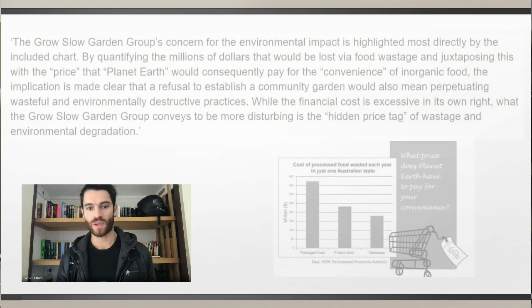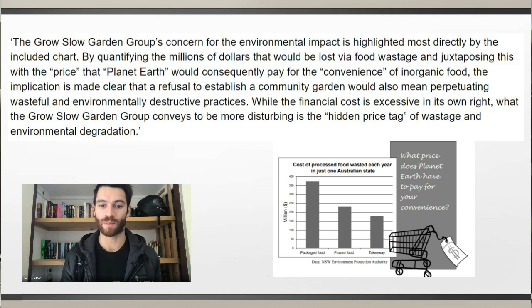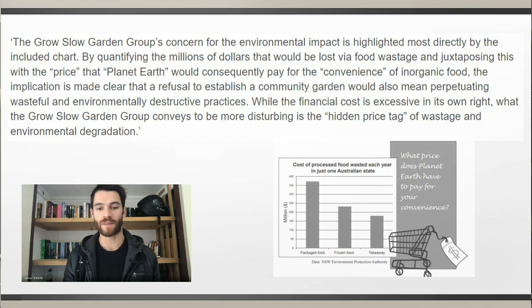The Grow Slow Garden Group's concern for the environmental impact is highlighted most directly by the included chart. By quantifying the millions of dollars that would be lost via food wastage and juxtaposing this with the price that planet Earth would consequently pay for the convenience of inorganic food, the implication is made clear that a refusal to establish a community garden would also mean perpetuating wasteful and environmentally destructive practices. While the financial cost is excessive in its own right, what the Grow Slow Garden Group conveys to be more disturbing is the hidden price tag of wastage and environmental degradation.